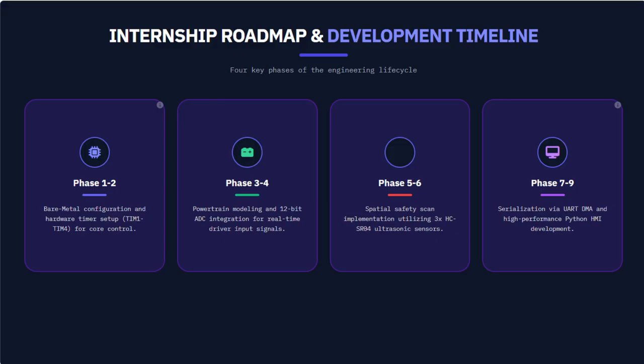Phase 1 focuses on setting up the bare-metal architecture that establishes our primary real-time schedule, tracking using hardware timers Timer 1 and Timer 4 to enforce a strict execution loop time. Phase 3 shifts the focus to the powertrain and motor. Here I configured the multiple-channel 12-bit ADC to sample real-time virtual throttle and brake potentiometer data, feeding the raw input into our localized vehicle physics logic.